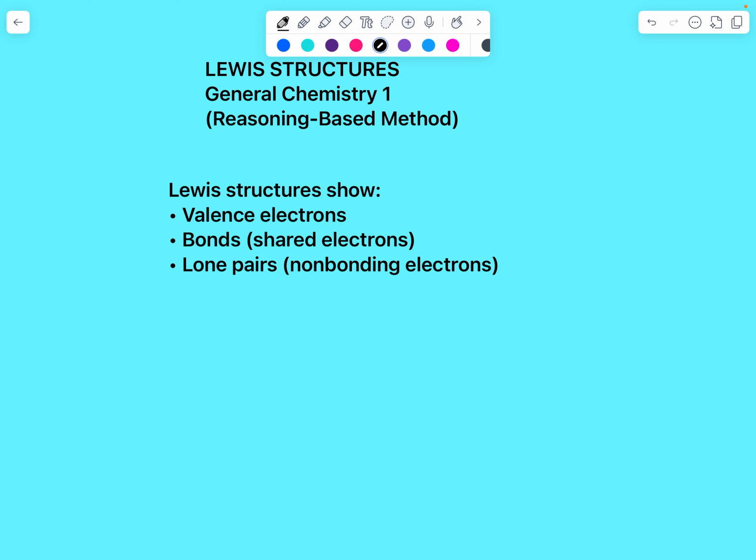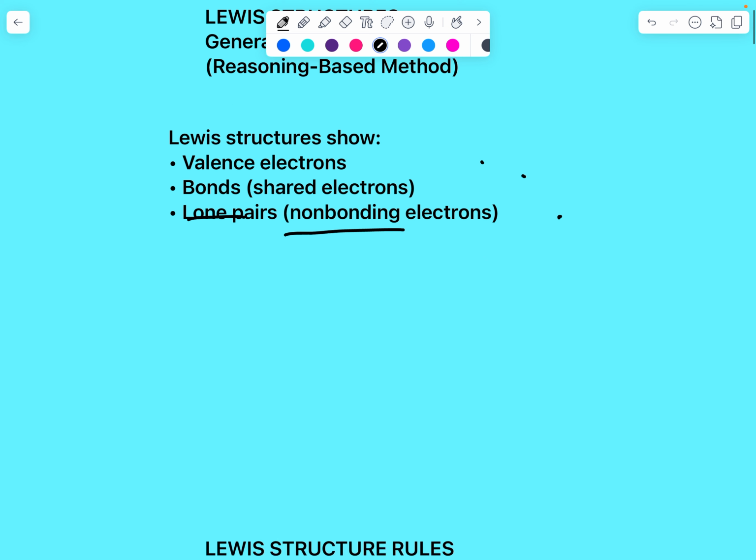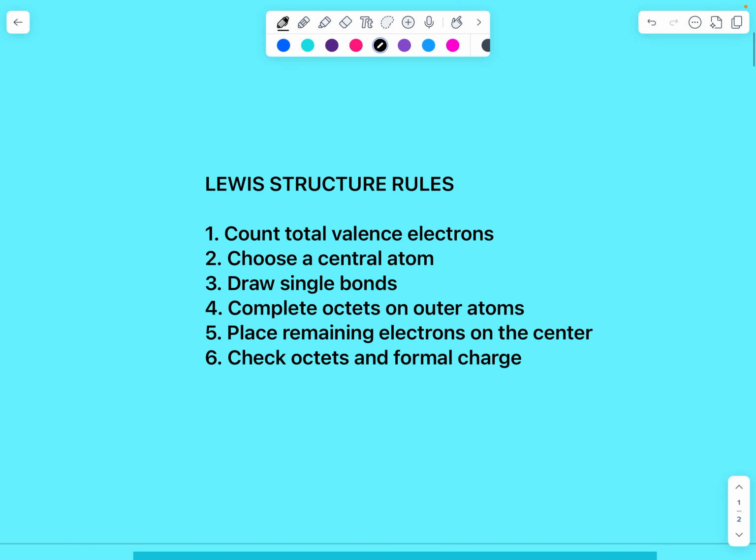Every electron must be counted, placed, and checked. If electrons are placed correctly, the structure is correct. So, Lewis structures show valence electrons, bonds, and lone pairs. Lone pairs are non-bonding electrons. We'll go over these rules and apply them when we do the practice problems.